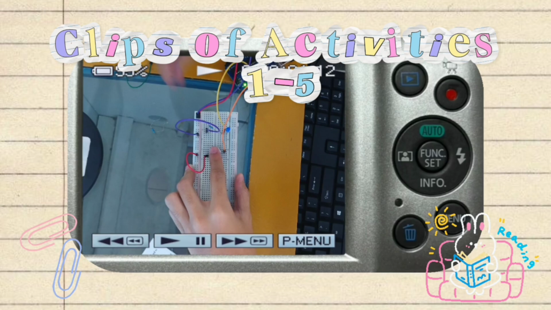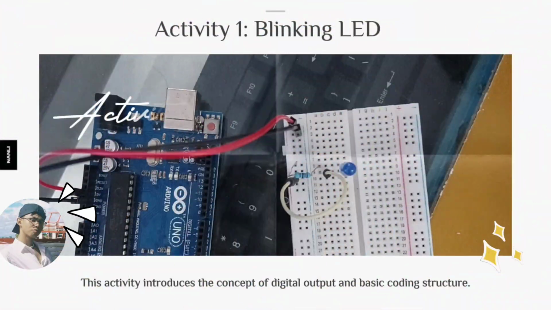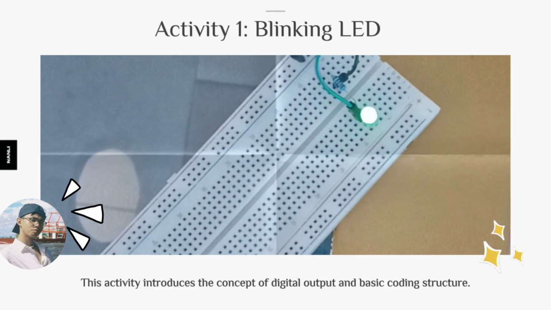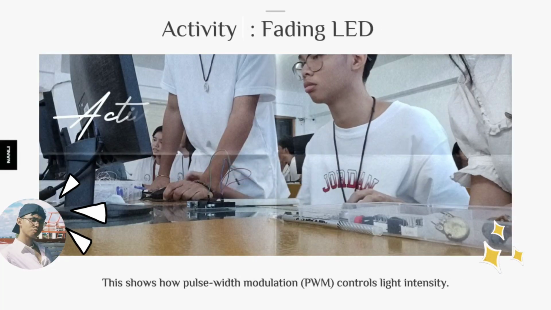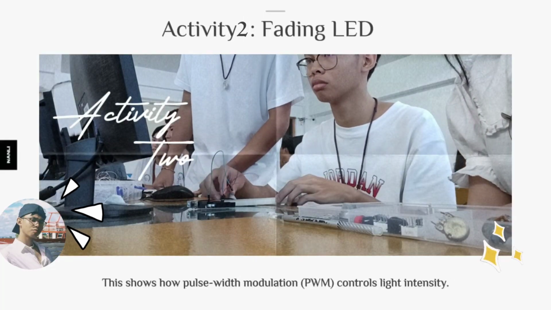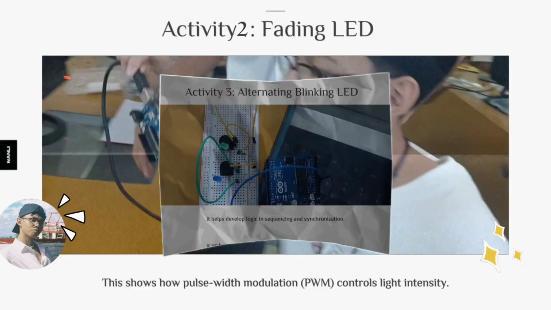There are 5 activities that contain the LEDs. Activity 1. The Arduino UNO is programmed to make a LED blink at regular interval using the digital write and delay commands. Activity 2. Fading LED. The LED's brightness gradually increases and decreases using the analog write function.